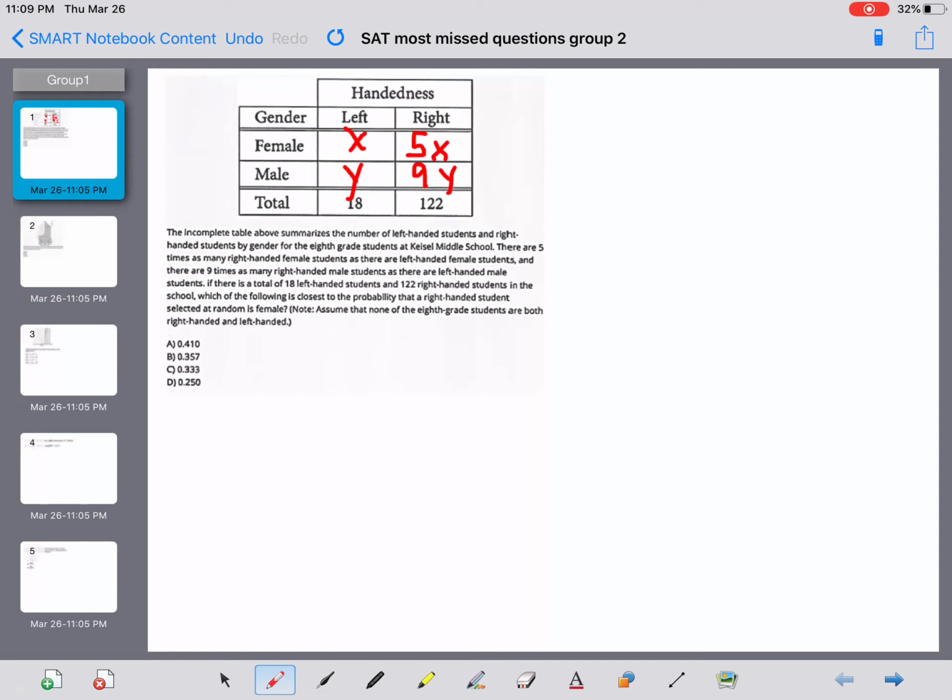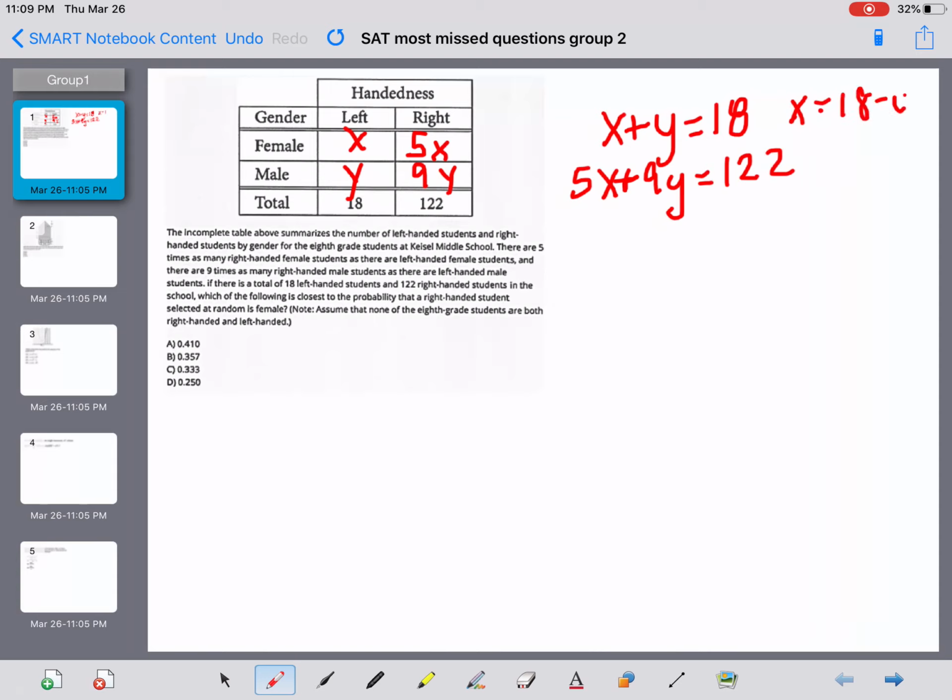So going through the left-handed side, I know that x plus y equals 18. And I know then that 5x plus 9y equals 122. So we have a system. You can use substitution, you can use elimination. If we'd gotten further in our notes, maybe you'd be really quick with your matrices by now. But your choice, I think most of you would probably choose to substitute here. I'm going to make x equal 18 minus y for my substitution. So in for x here, I'm going to plug in my 18 minus y.